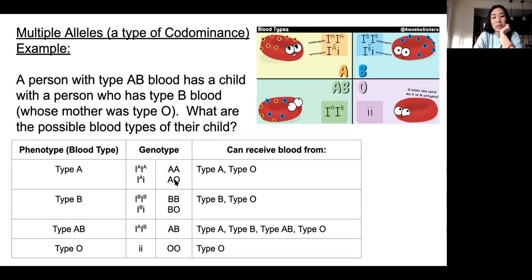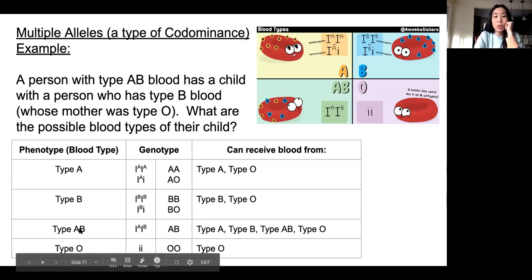Now, since type O blood has no antigens, someone who has type A blood can either be homozygous, AA, or they could be AO. Remember, genotypes always have two letters because you get one from one parent and one from the other. Someone who has type B, their genotypes could be BB or BO. Someone who has type AB blood, their only possible genotype is AB.